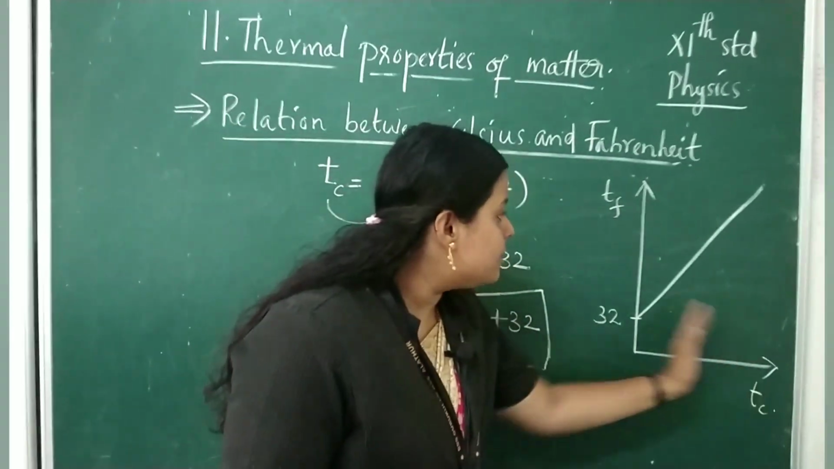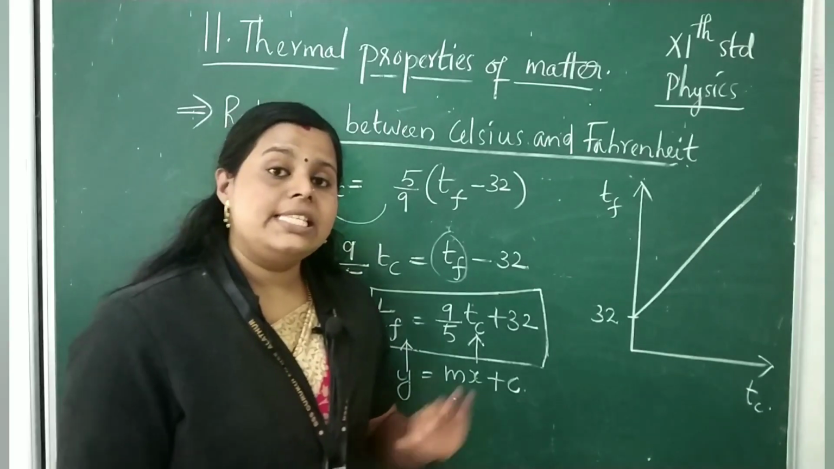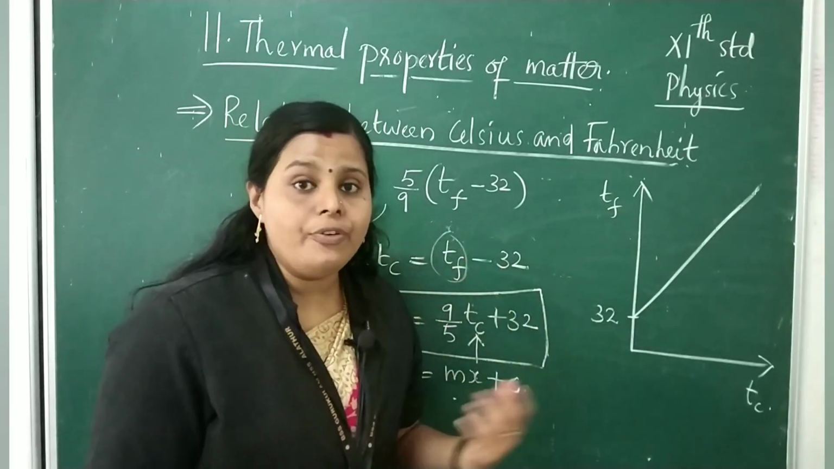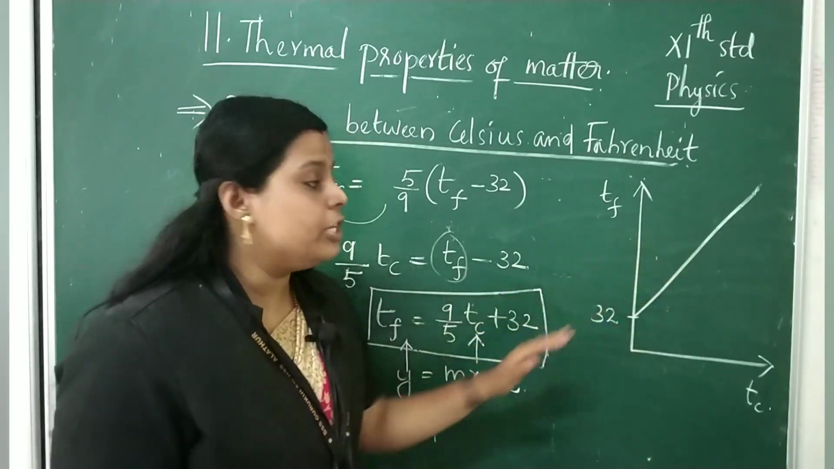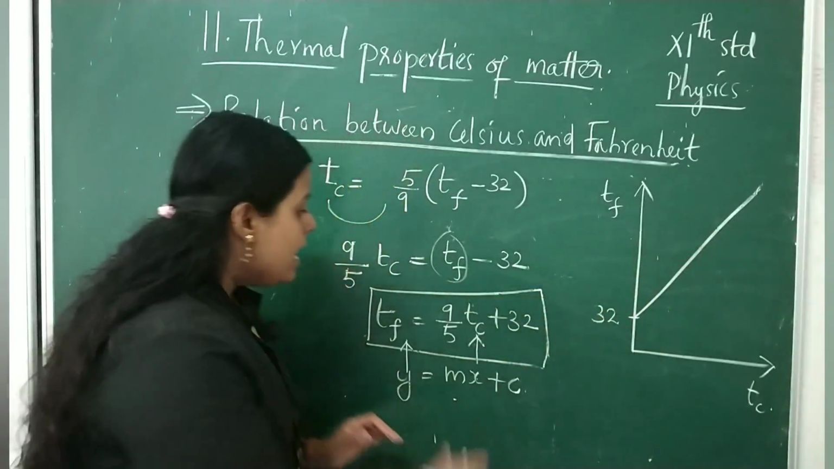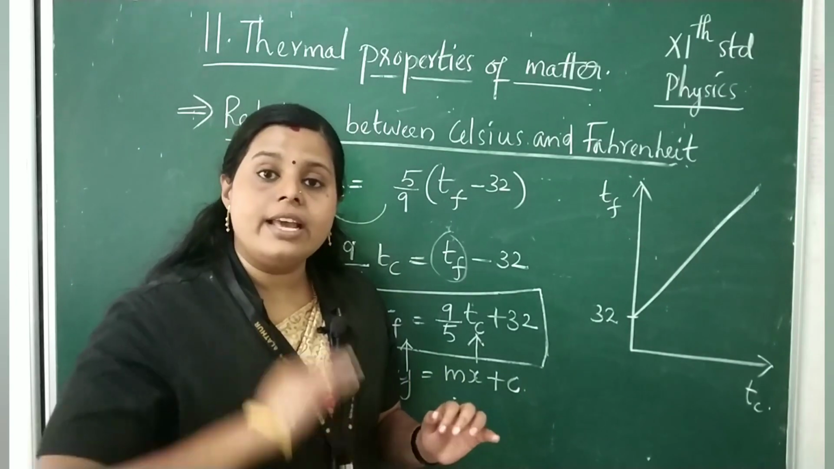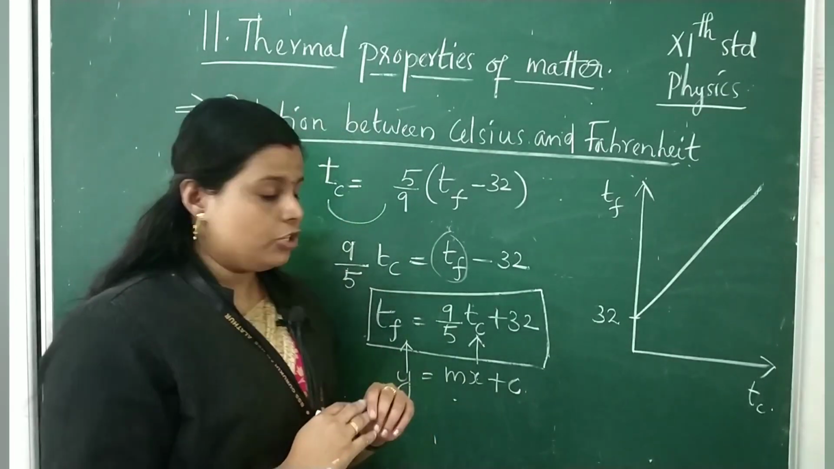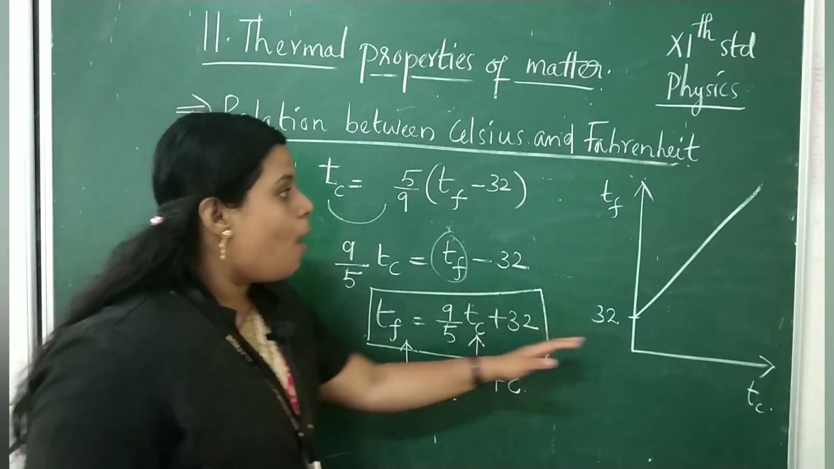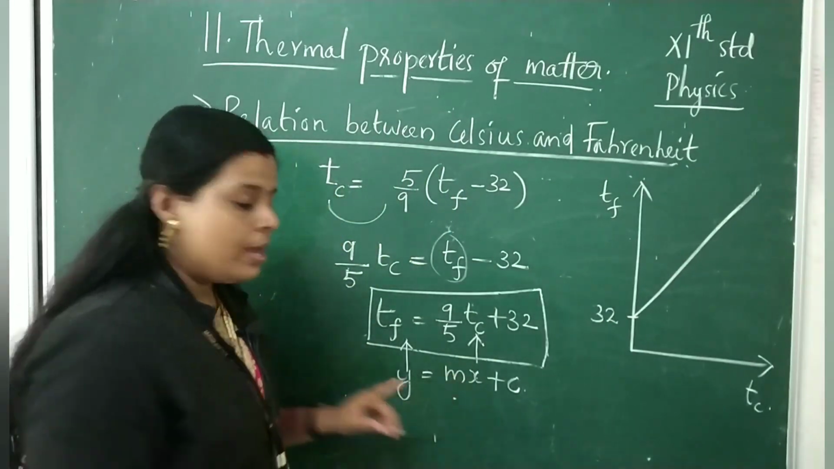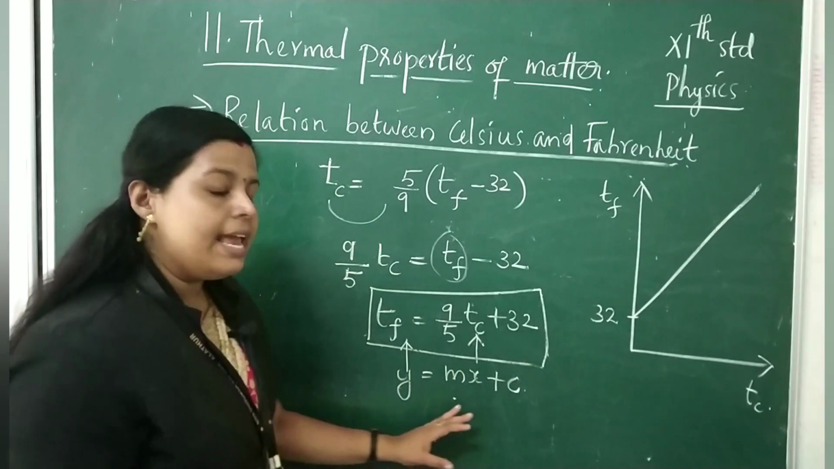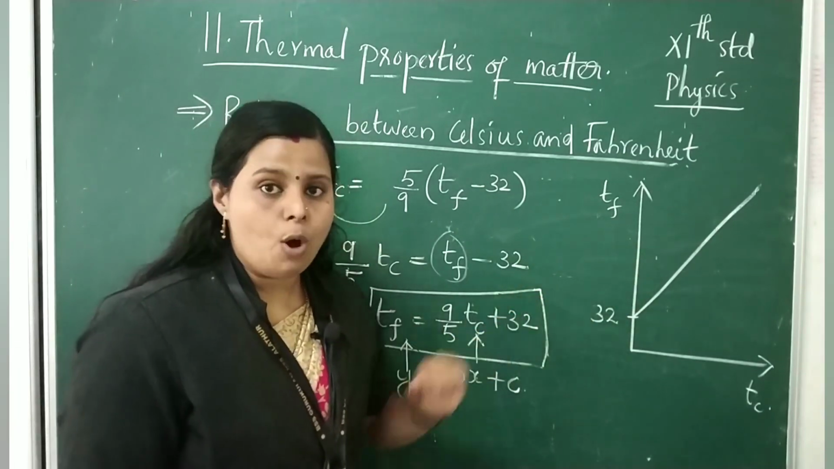So if we draw a graph by plotting Tc on the x axis and Tf on the y axis, yes, what about the shape of that graph? It will be a straight line, because the expression we got here is the expression of a straight line. And what about the slope of the straight line? Yes, we know that m is the slope. So m, the coefficient of x, is what we call the slope of the straight line.